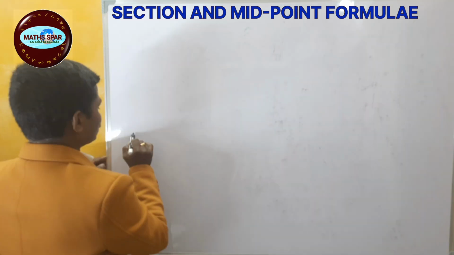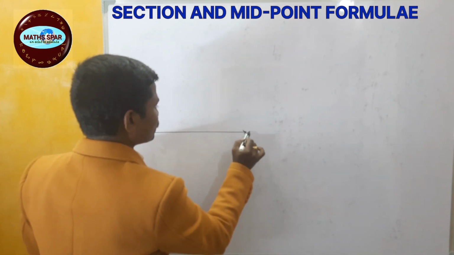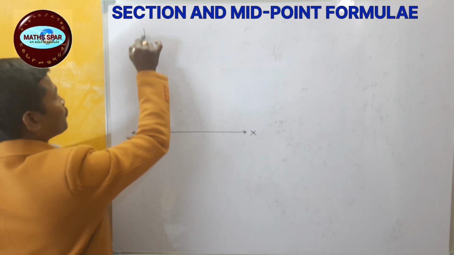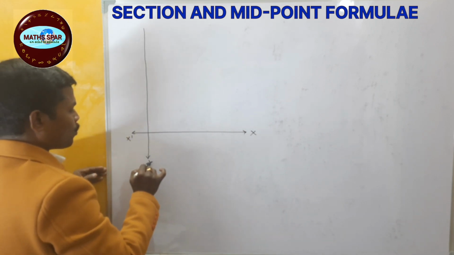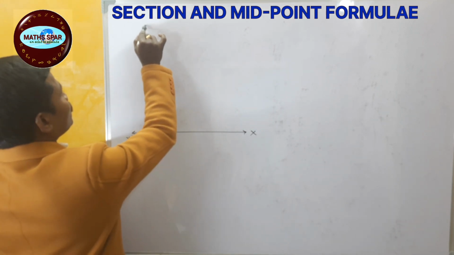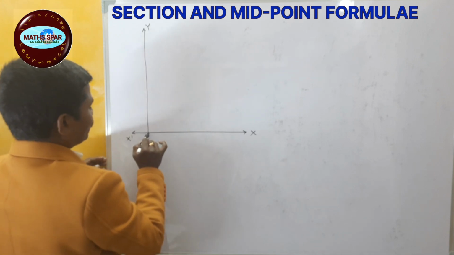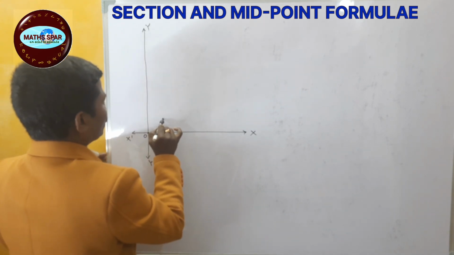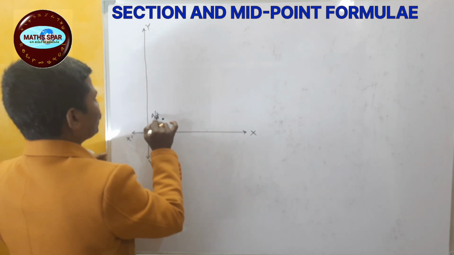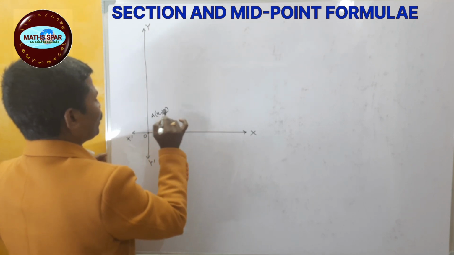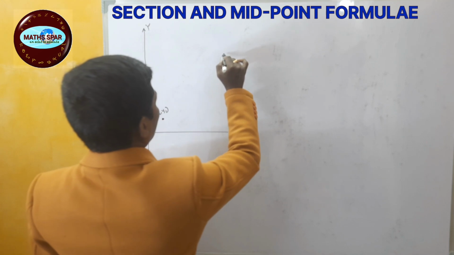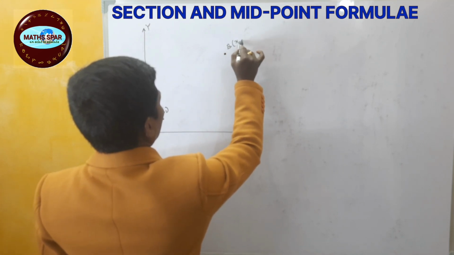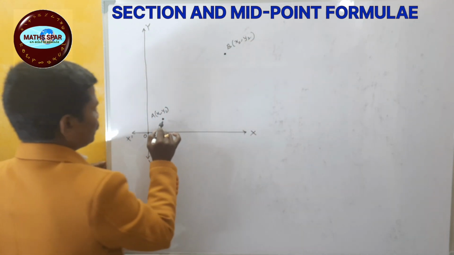So, x-axis, y-axis, then origin. Let us take one point A of x1 comma y1, another point B of x2 comma y2.